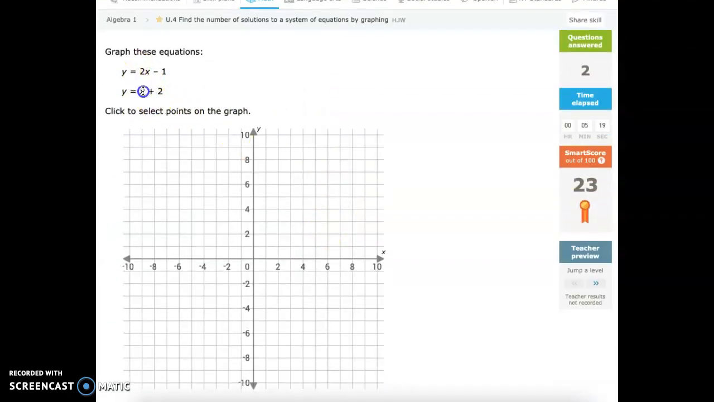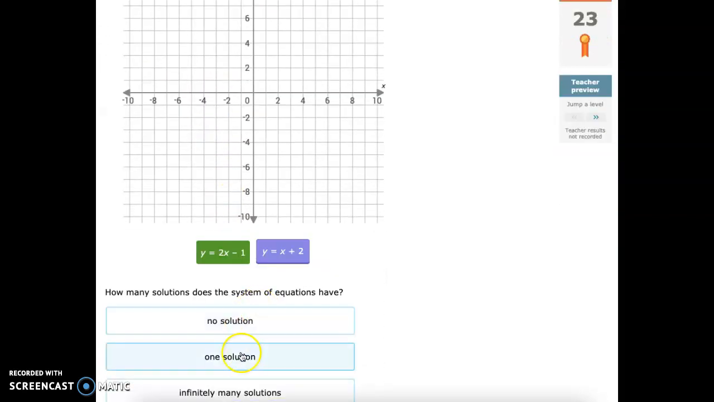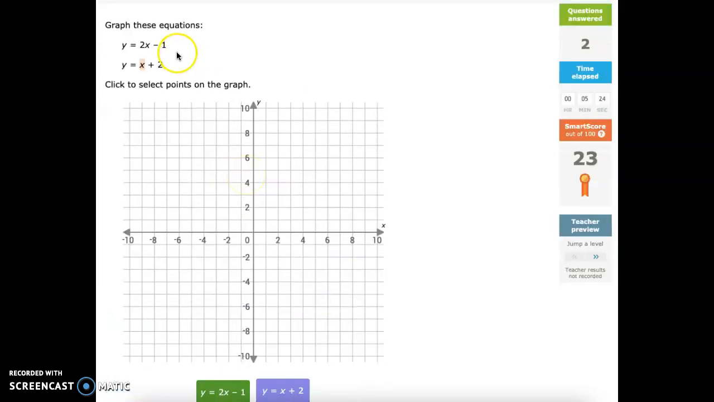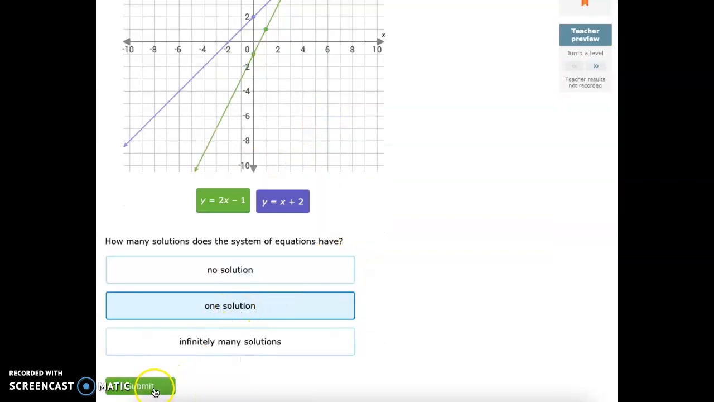Here, I have two different slopes. That means I have one solution. The y-intercept is -1 for the first equation. Slope is 2, so I go up 2 over 1. Second one, the y-intercept is 2. So I start at 2 on the y-axis. Slope is 1x, so I go up 1 over 1. I see that they only cross once, one solution.